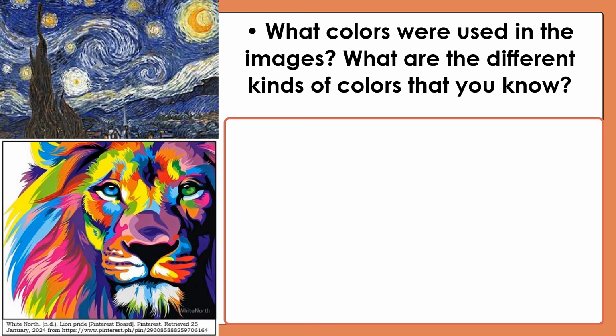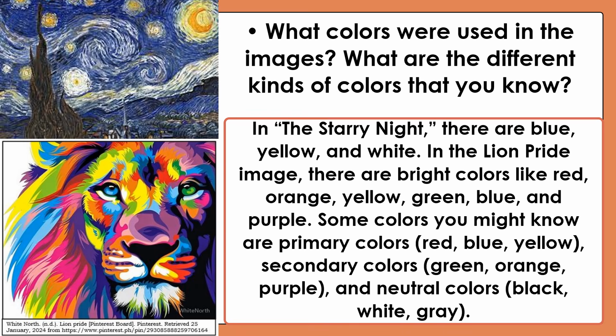What colors were used in the images? What are the different kinds of colors that you know? Possible answer: in the Starry Night, there are blue, yellow, and white. In the Lion Pride image, there are bright colors like red, orange, yellow, green, blue, and purple.